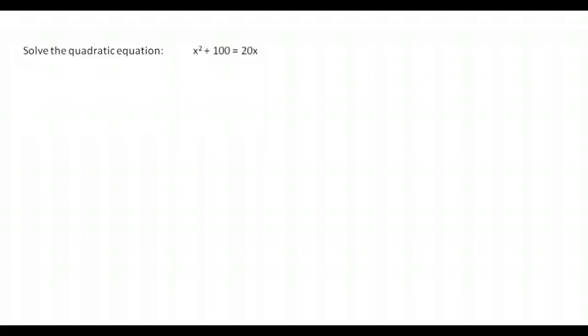What you want to do first is set the equation equal to 0 in order to use factoring to solve it. So we want to get everything on one side of the equation. Here I would subtract 20x from both sides so that everything is on one side and 0 is on the other. I have x squared minus 20x plus 100 equals 0.